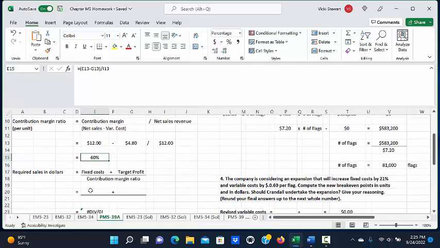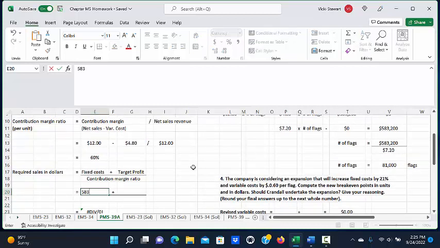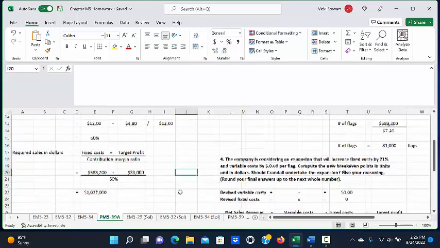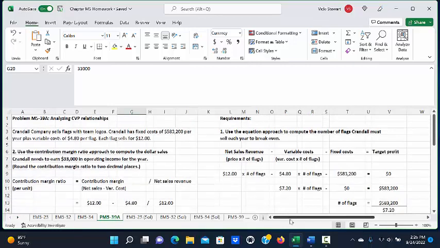So $7.20, which is our contribution margin, divided by $12, our sales price, gives us a contribution margin ratio of 60%. Then to determine our sales in dollars to have a target profit of $33,000, we take our fixed cost of $583,200 and add to that our target profit of $33,000 and divide it by our contribution margin ratio of 60%, and that gives us required sales in dollars of $1,027,000 for Crandall to sell in order to have a target profit of $33,000.